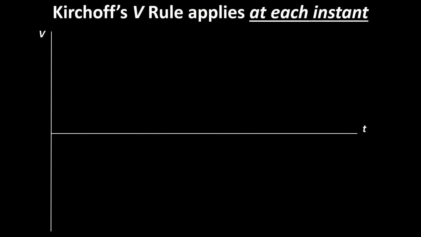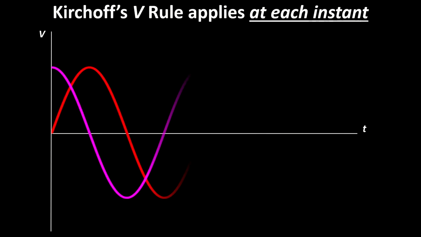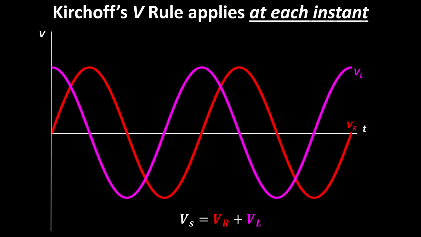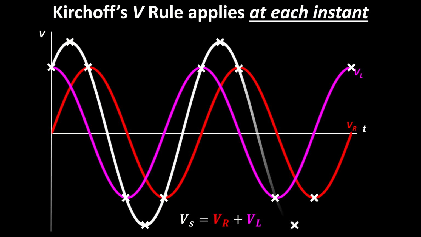We can also apply Kirchhoff's voltage rule in the same way as we did before, just real quickly. Supply voltage is equal to VR plus VL. It hits all those peaks and doubles where they cross, and you get the same kind of relationship that we had, where the supply voltage is somewhere in between VL and VR and is slightly higher than either of them.